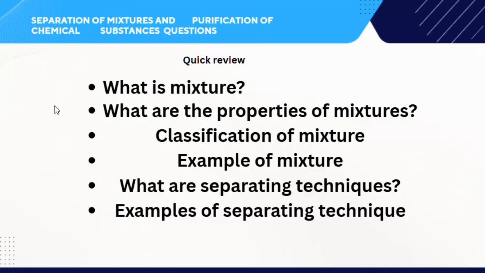So, what differentiates a mixture from a compound is that the constituents of a mixture are not chemically combined together. What are the properties of a mixture? They have indefinite composition. The composition is not definite; it changes from one form to another.